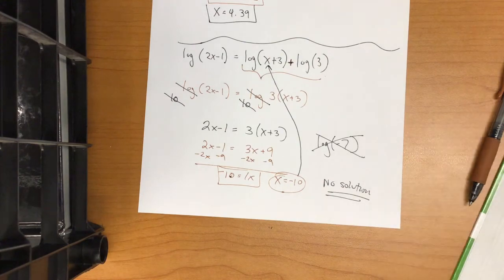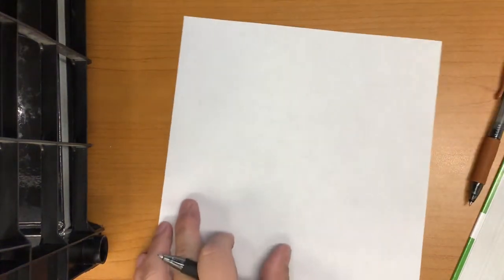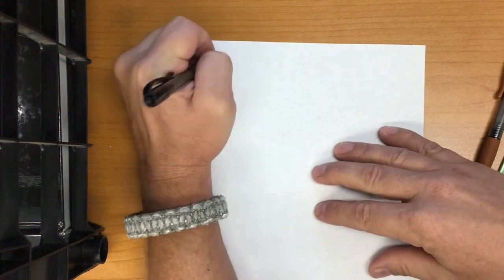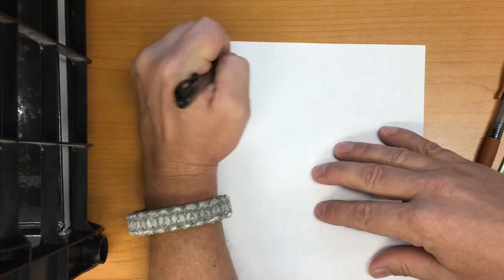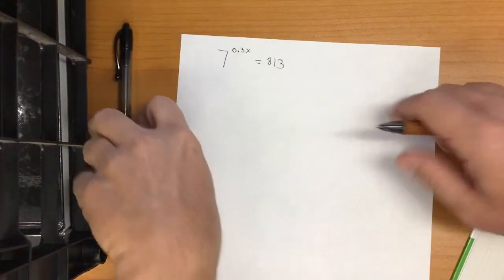Okay, let's do a couple of exponentials. Let's do an easy exponential, and then we'll do the one that's a little bit aggravating. All right? So again, I'm just randomly picking these out of the book. So the first one is 7 raised to the 0.3x equals 813. So again, we're trying to solve this for x.